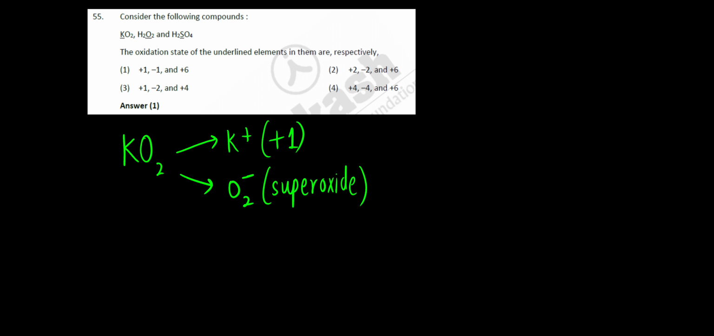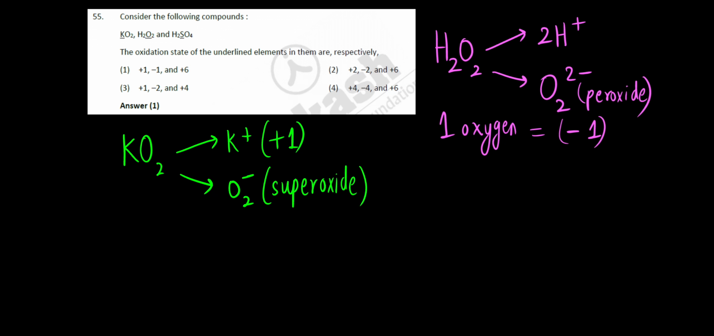Now KO2 is called potassium superoxide. Superoxide means O2 with overall charge -1. The second one is hydrogen peroxide. Peroxide means O2 with overall charge 2 minus. So here it is superoxide: the 2 oxygens have -1 charge, so potassium will have +1 charge. Second one, H2O2, O2 overall charge is 2 minus, so 1 oxygen charge will be how much?